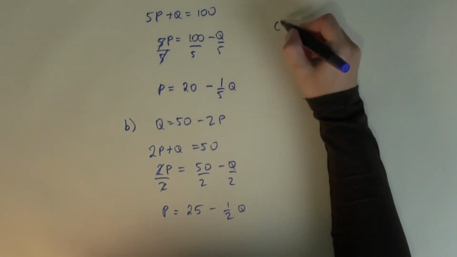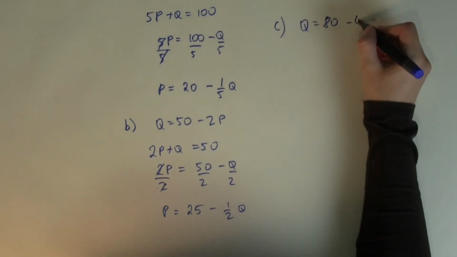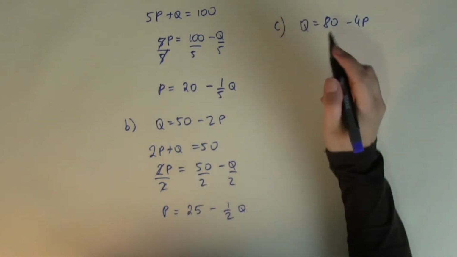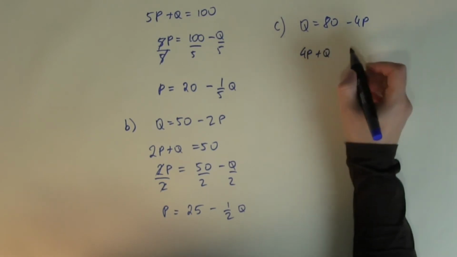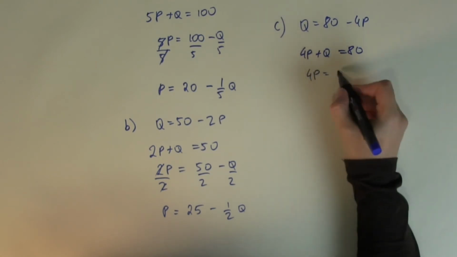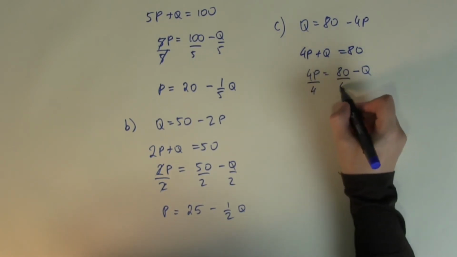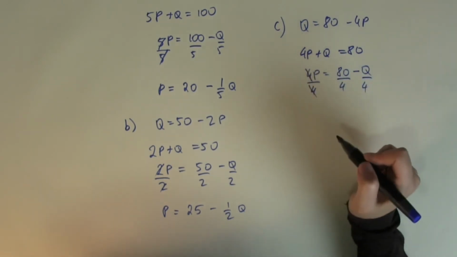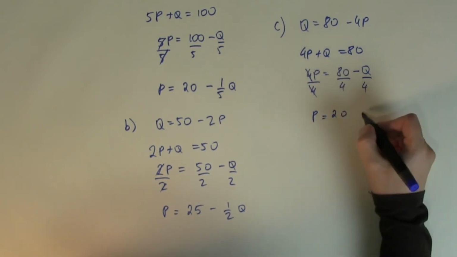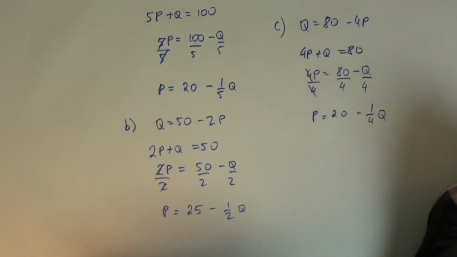And the last, C, Q equals 80 minus 4p. So same process, move the 4p to the other side. 4p plus Q will be 80. Remove the positive Q, so 4p will be equal to 80 minus Q. And then divide them by the 4. So that cancels out. P equals 80 divided by 4 gives me 20 again, but Q over 4 now makes it a quarter of the Q.